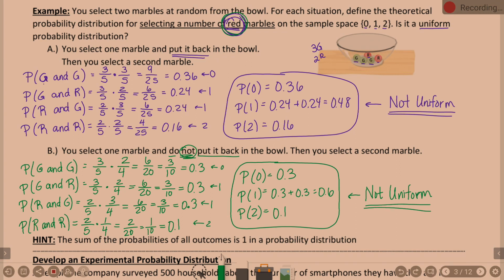Okay. The note down here at the end, hint, the sum of the probabilities of all outcomes is 1 in a probability distribution. I mentioned that in all the classes on Wednesday, so you've all heard it. But if you take these probabilities and add them up, probability of 0, 1, 2, all the options, it's going to add up to be 100% or 1 as fractions or decimals. So that is just a key fact to know right there.